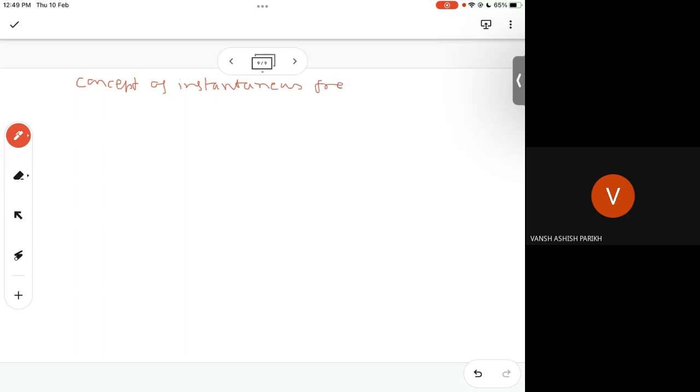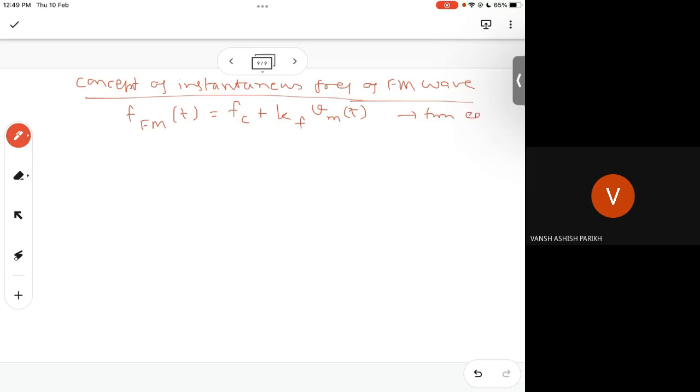So many terms are there: instantaneous frequency, frequency deviation, and everything. Here, I say it as a function, the instantaneous frequency of the FM wave. So we are just continuing with the FM wave only. It can be written as f_FM(t) is equal to the frequency of the carrier plus Kf Vm(t). How did we get this? I'm getting it from equation number A.